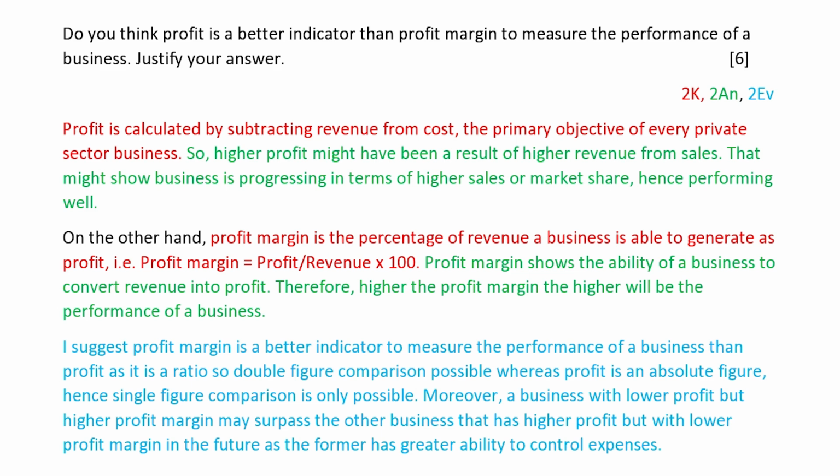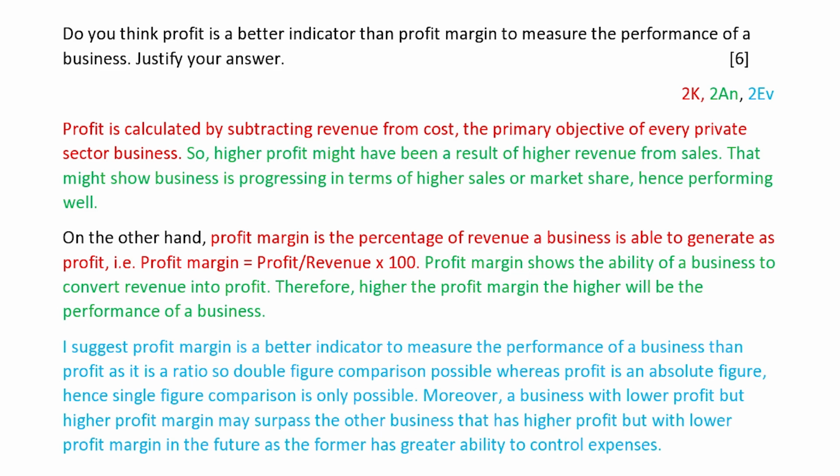On the other hand, profit margin is the percentage of revenue a business is able to generate as profit. That is, profit margin is equal to profit over revenue times 100. That is knowledge. That is why it is in red color. And then green color is for analysis. Profit margin shows the ability of a business to convert revenue into profit. Therefore, the higher the profit margin, the higher the performance of a business, because it shows the greater ability of the business to convert revenue into profit. So this is another indicator to show the performance of the business, and I explained how it could be an indicator. Now there comes evaluation.